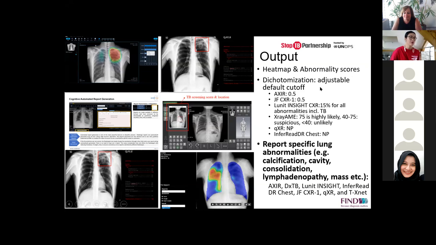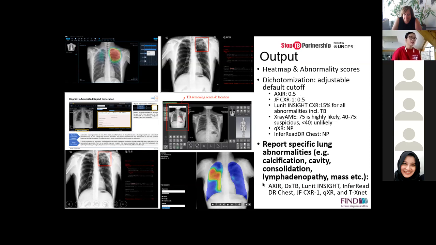Some products do offer to dichotomize the score to provide a yes or no, or screen or not screen, outcome. They use a default cutoff score, but that can also be adjusted upon the client's request. These are the products that have dichotomization, and these are the default cutoff scores they use. It's worth mentioning that several CAD products can report specific lung abnormalities such as calcification, cavity, opacity, consolidation, etc.